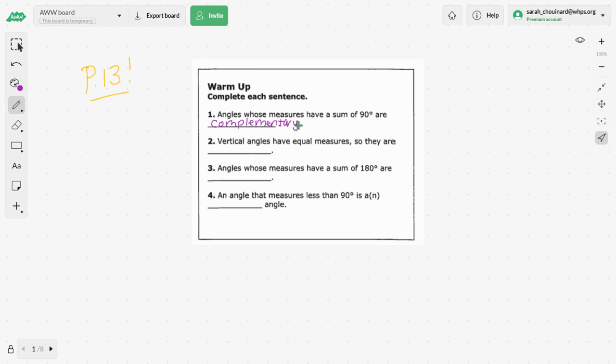Vertical angles, or sometimes I like to call them bow tie angles, because they look like this, and if you connect the two lines, they kind of make a bow tie. They're equal, so they are called congruent angles. Angles whose measures add up to 180 are called supplementary angles. An angle whose measure is less than 90 is called an acute angle.